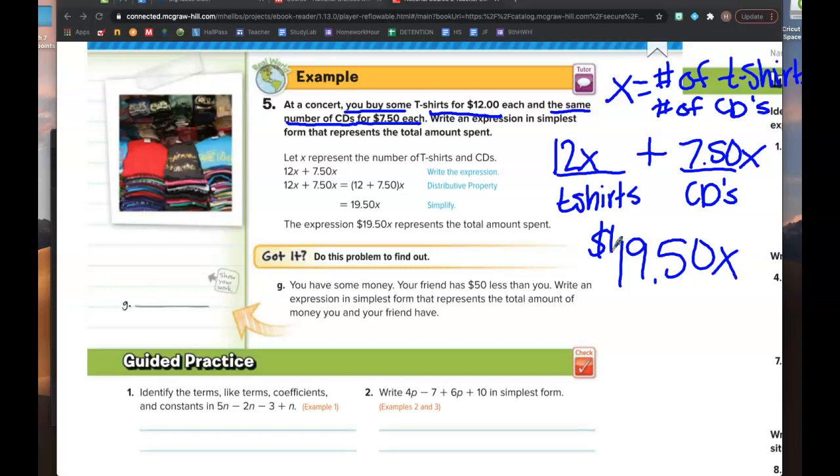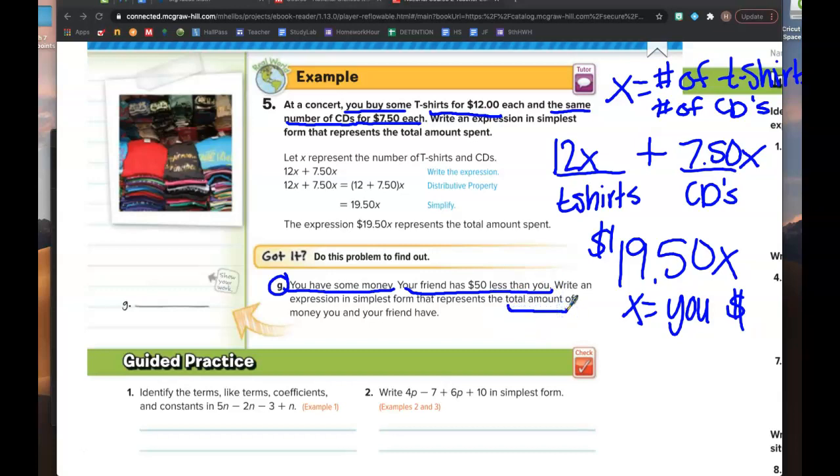Okay. On G, I'm going to get you started. I want to see if you guys can go from there. So it says you have some money. So what does our variable x represent? The money. Who, though? Me. So this is your money. X represents my money. Okay? Your friend has $50 less than you. We have to write an expression in simplest form to represent the total amount.